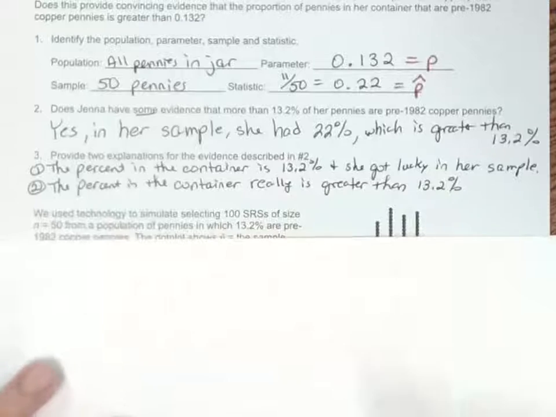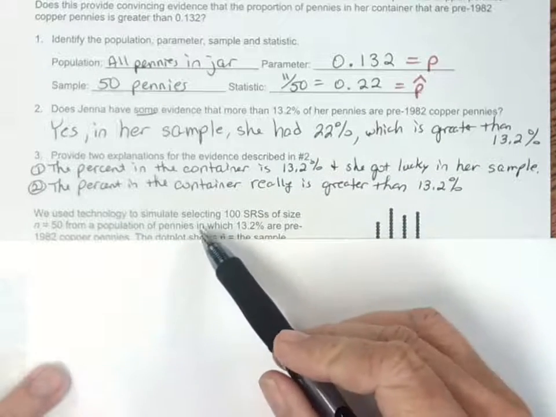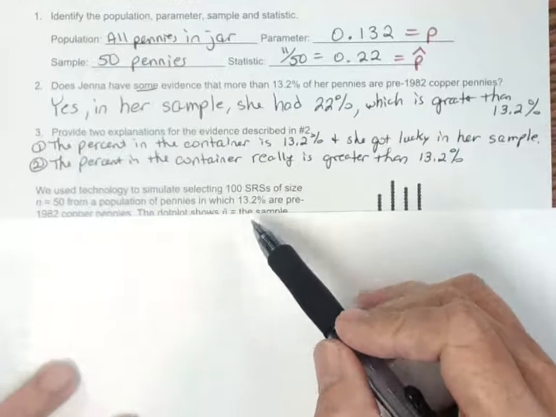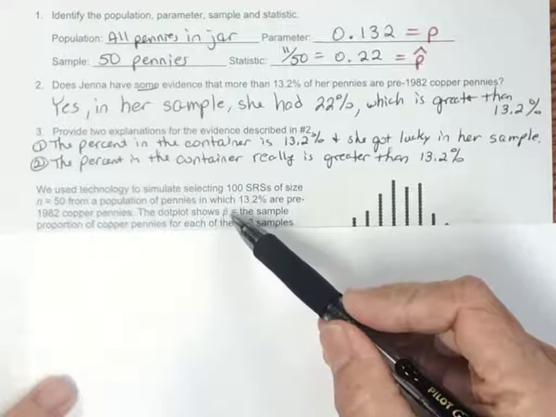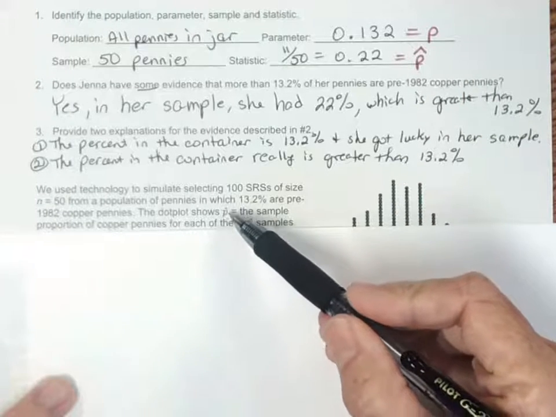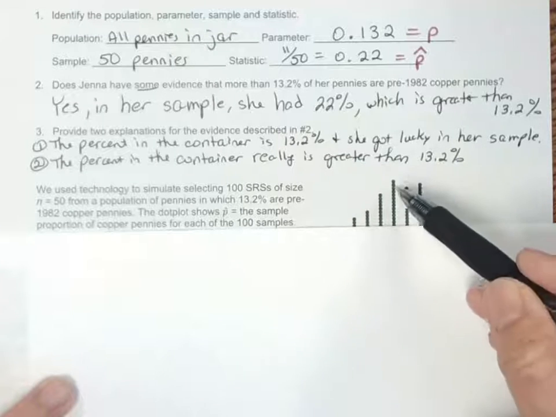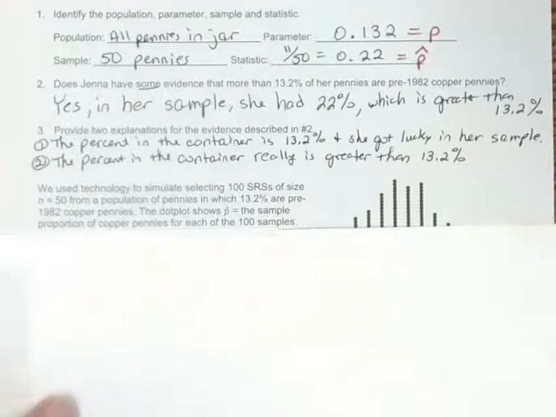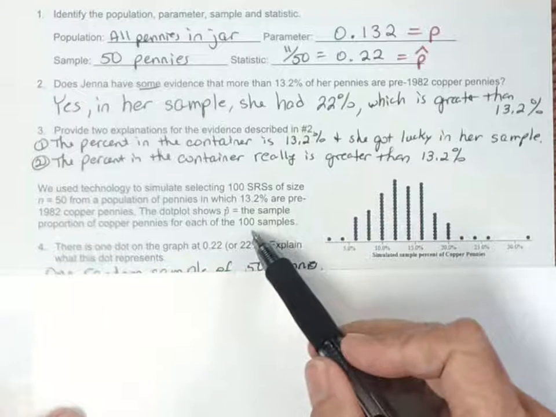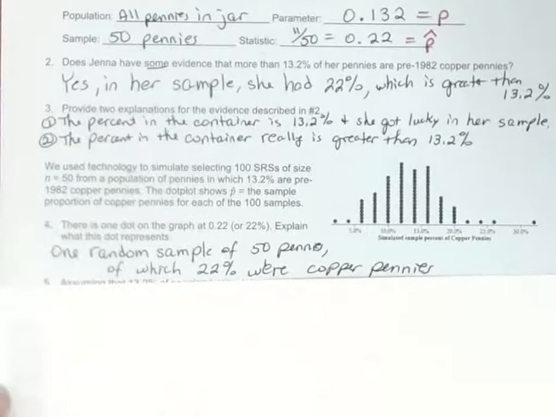We use technology to simulate 100 simple random samples of size 50 from a population of pennies in which 13.2% are pre-1982. The dot shows p-hat, and again, p-hat are the proportion from each sample of 50. So each dot represents a sample of 50 pennies and what proportion of them were pre-1982. And there was a total of 100 samples done. So that's what the dot represents.